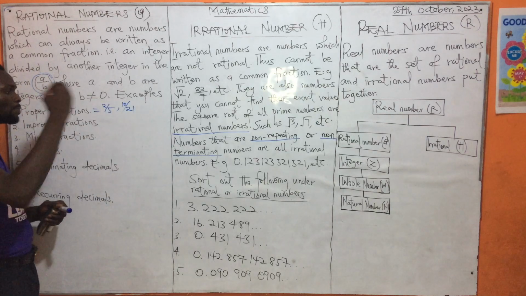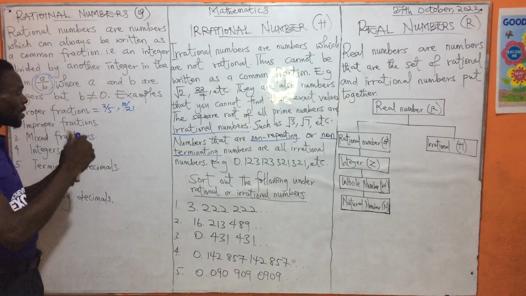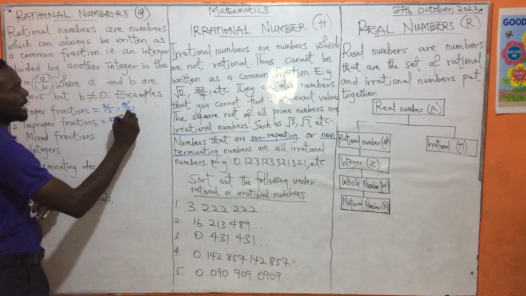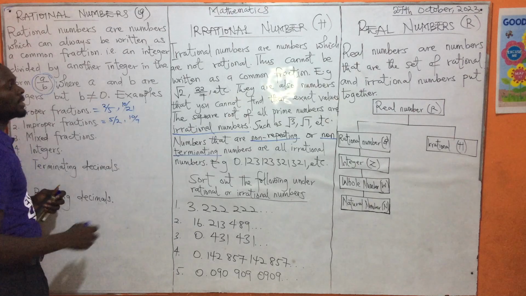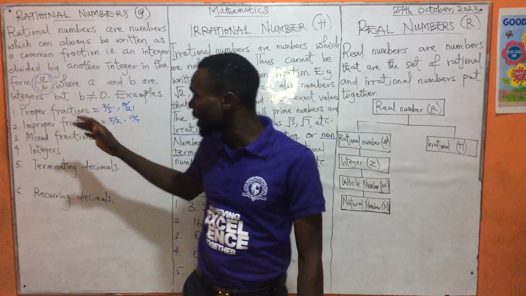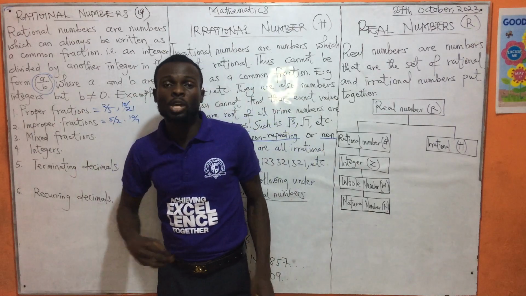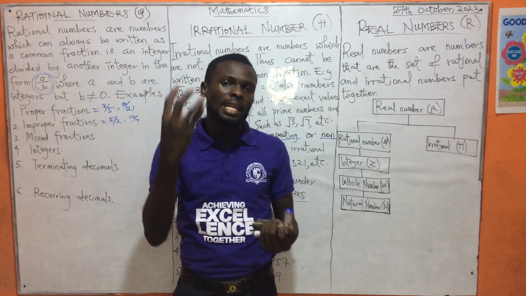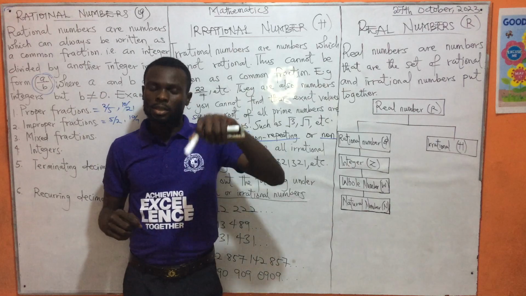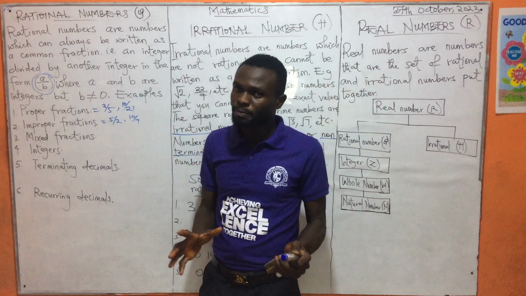Then we also have improper fractions. An improper fraction is the opposite of a proper fraction. So we have 5 over 2, we have, let's say, 10 over 7. They are all rational numbers. So rational numbers are numbers that can be written as a common fraction. Even if it is a decimal and that decimal can be written as a common fraction, then that decimal is a rational number.